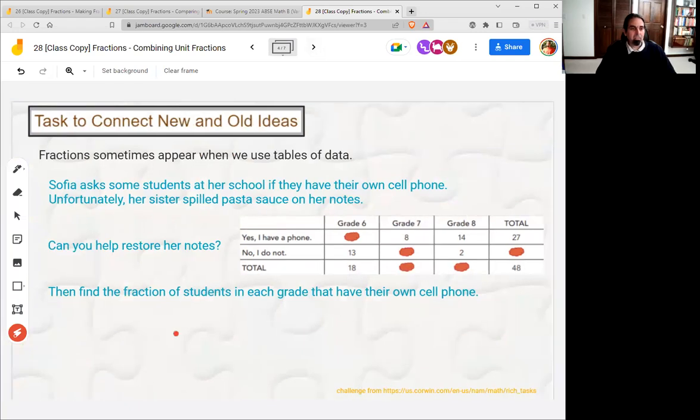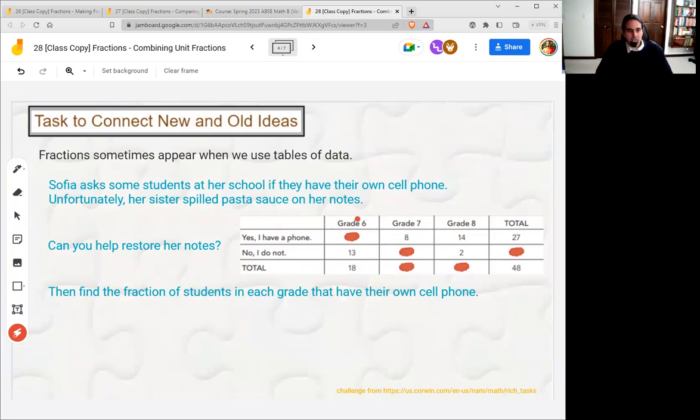Oh, the cat. Okay. Fractions sometimes appear when we use tables of data. So Sophia asked some students at her school if they have their own cell phone. And unfortunately, her sister spilled some pasta sauce on her notes. We're missing some of those numbers. Can you help restore her notes?